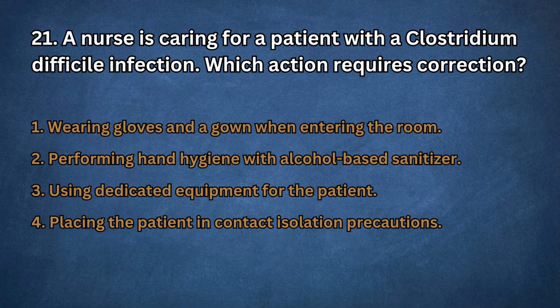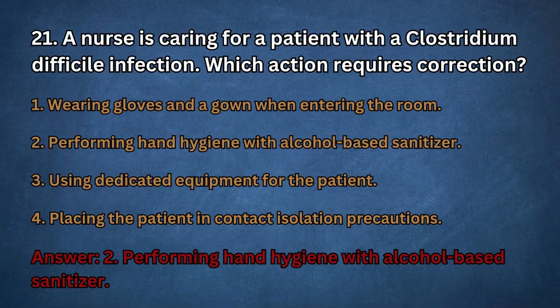21. A nurse is caring for a patient with a Clostridium difficile infection. Which action requires correction? 1. Wearing gloves and a gown when entering the room. 2. Performing hand hygiene with alcohol-based sanitizer. 3. Using dedicated equipment for the patient. 4. Placing the patient in contact isolation precautions. Answer 2. Performing hand hygiene with alcohol-based sanitizer.